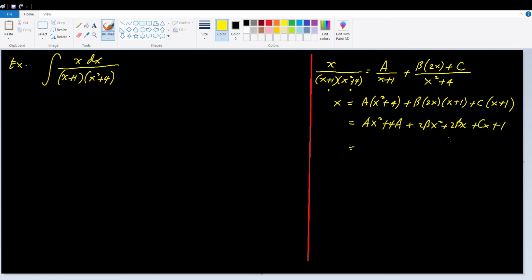We collect similar terms. So we have A plus 2B times x squared, plus 2B plus C times x, plus 4A plus C. And then we compare coefficients.